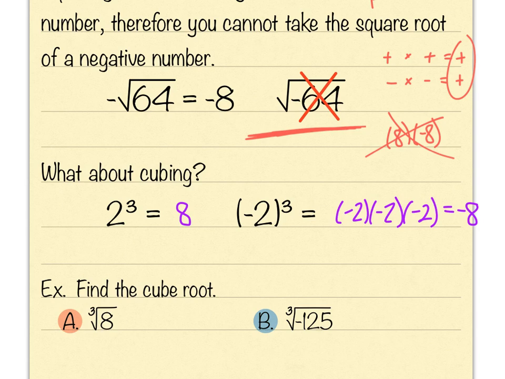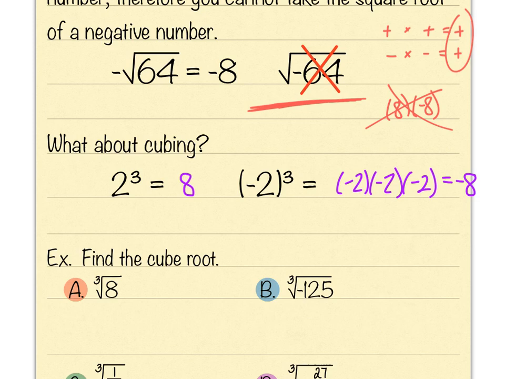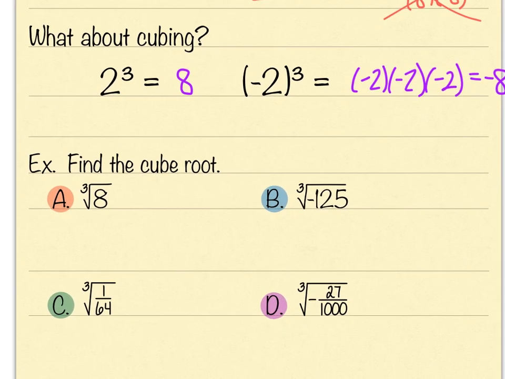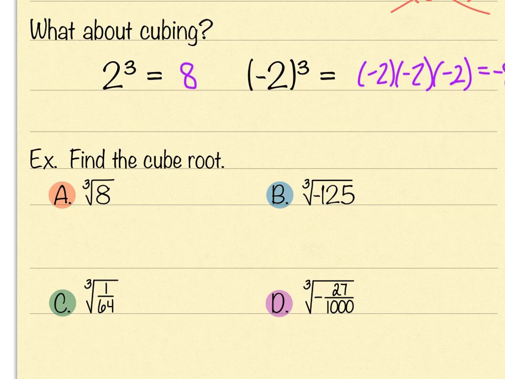But we can get negative numbers when we cube a number, which means if you're asked, like you can see here in the next examples, to find the cube root of a negative number, you can do that. You just can't do it for square roots. So we already know example A here is going to be 2, because 2 times 2 times 2 is how we got 8 in the previous problem.